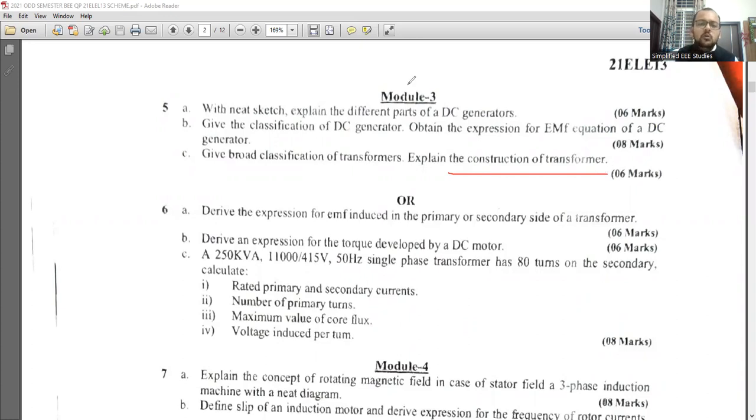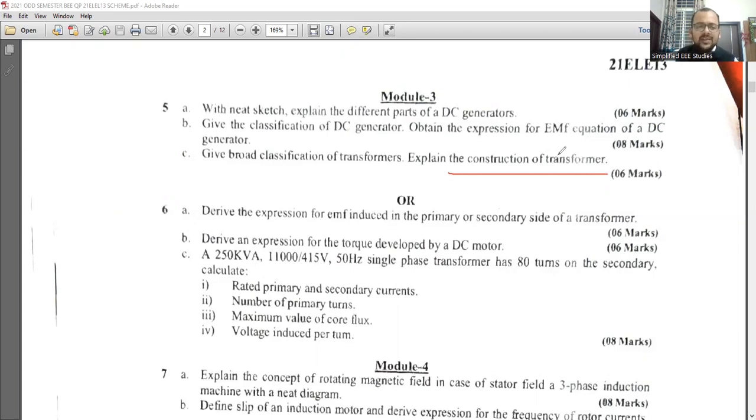Yes. How to answer this? There are 6 marks. How to answer? It's also 3 plus 3: 3 for classification, another 3 for construction. Construction is nothing but you have to explain the components. That is called construction. What about the construction of your house? You have to talk about slab, concrete, etc. Like that, you can explain the transformer construction.